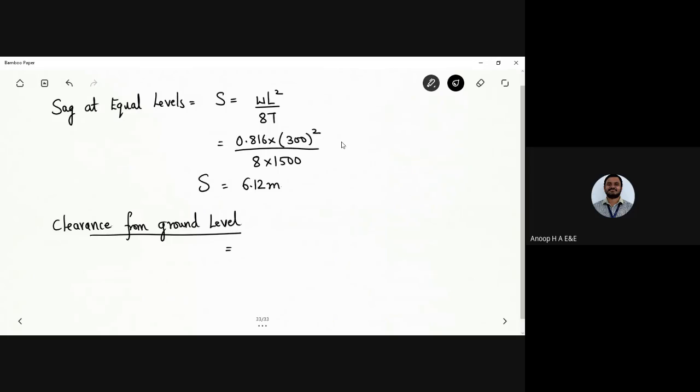Okay, Ashik, what is the clearance? How do you find out clearance? This is the diagram what I have, and this is how the sag will be there. This is the midpoint. Generally, I take midpoint, which is x1 equals x2, the lowest point on the conductor, because it's equal support.